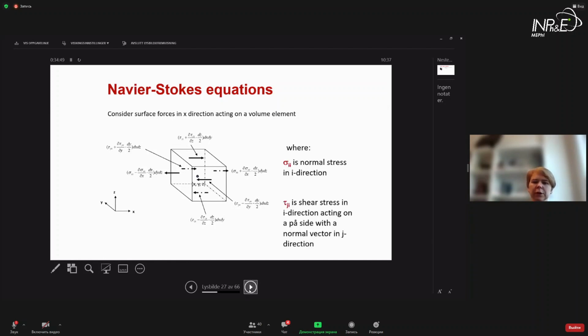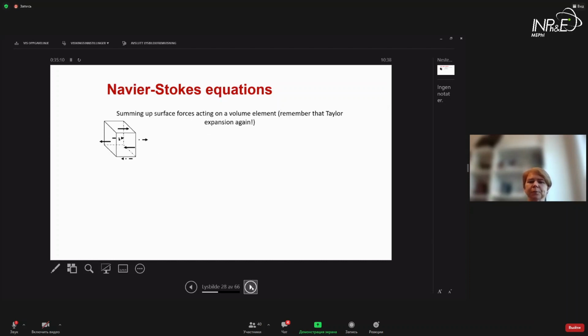So we have normal and shear stresses, and we also have to remember the directions of these. Positive direction is always defined as pointing outside of a surface, so we have to take consideration of that. And we have to sum them up. So now comes the boring part.